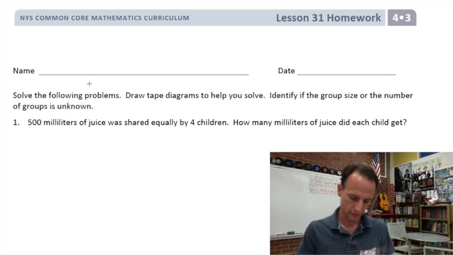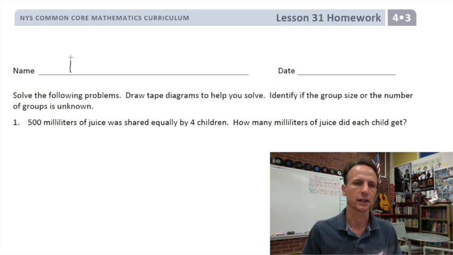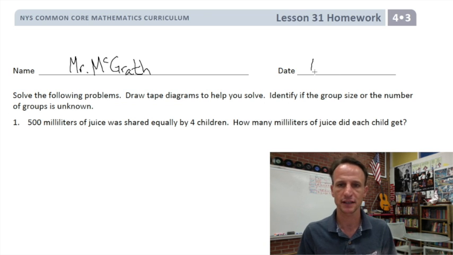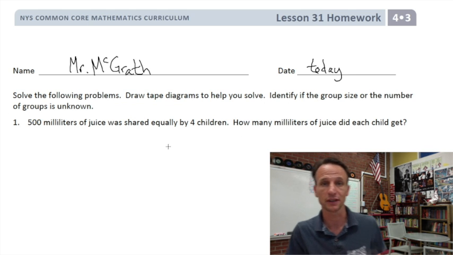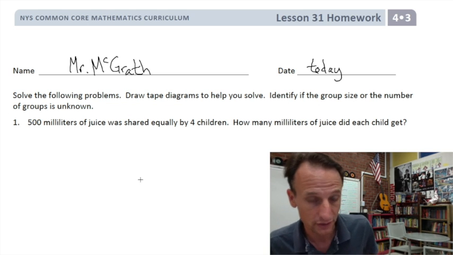Let's start in the usual way, jotting our name down at the top of our paper. Here's the deal. I'll put my name, you put yours, and then for today's date, I will simply write "today," which it is. That's correct, but you write the actual date, where and when you are in this universe.